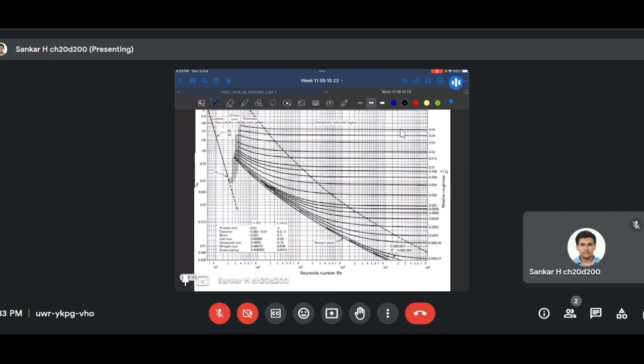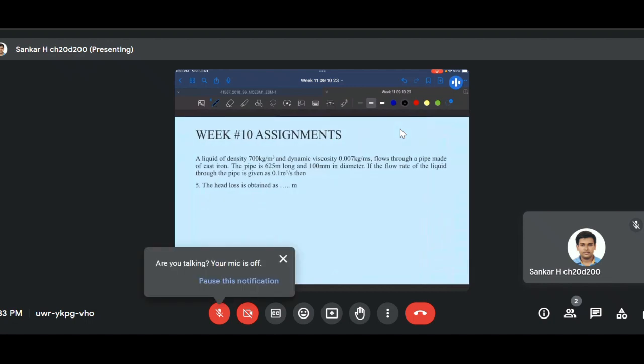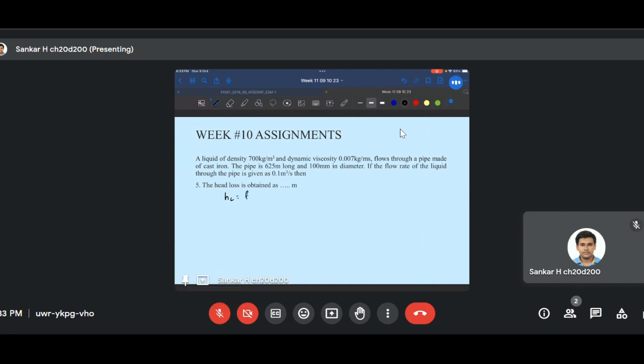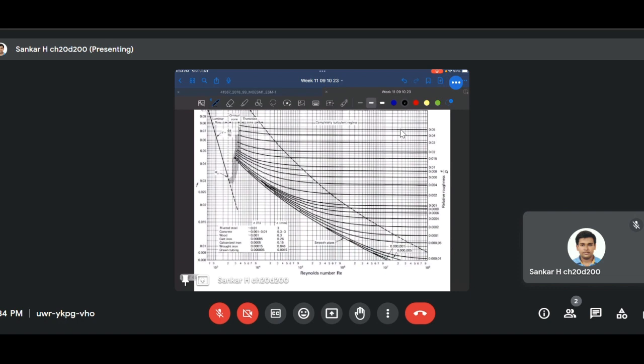Okay, let's move on to the next set of questions. We have been asked to find out the head loss over here. So the head loss will be equal to f into L by D into V squared by 2g. This is the head that we get from this.